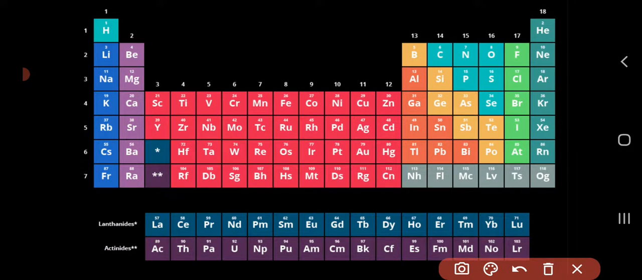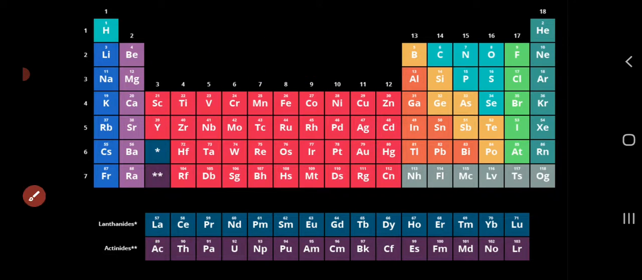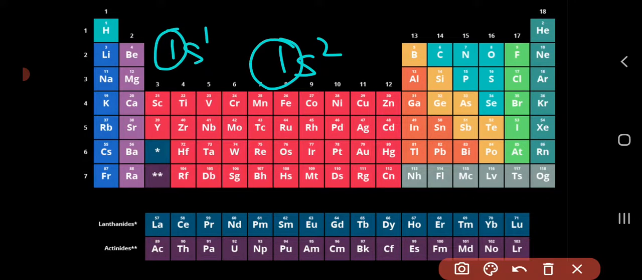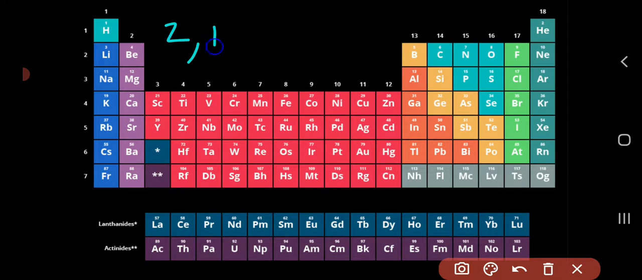In these periods, all the electrons enter into the same shell. For hydrogen, the configuration is 1s1, and helium 1s2. Both electrons enter into the first shell only, so it is known as the first period. All the elements in the first period have their valence electrons in the first shell only. In the second period, lithium's configuration is 2,1, beryllium's is 2,2, and so on. The last element, neon, is 2,8.